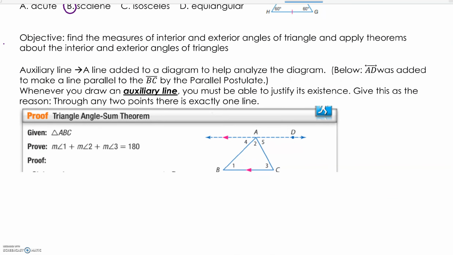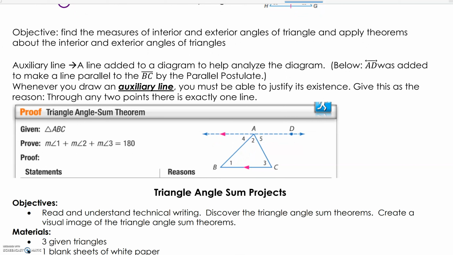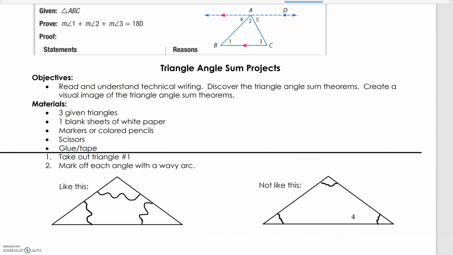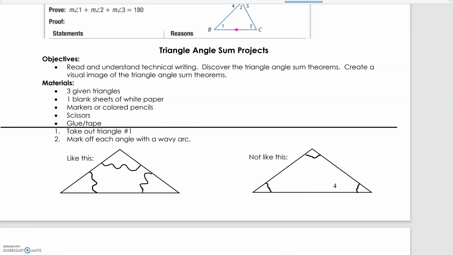So in this lesson, what we're going to look at is finding some interior and exterior angles. One thing to see here is this is called an auxiliary line, and it can help if you put that line in there to see different angles. So just wanted you to know what that line was called. So the first thing we're going to do is this triangle sum project.